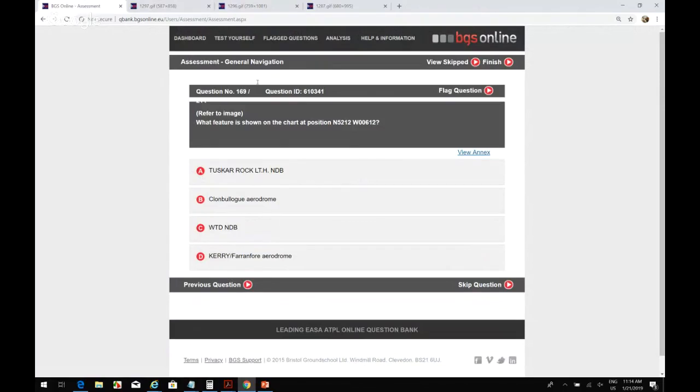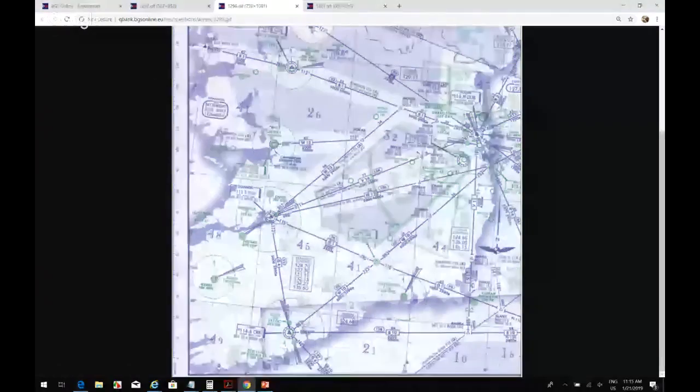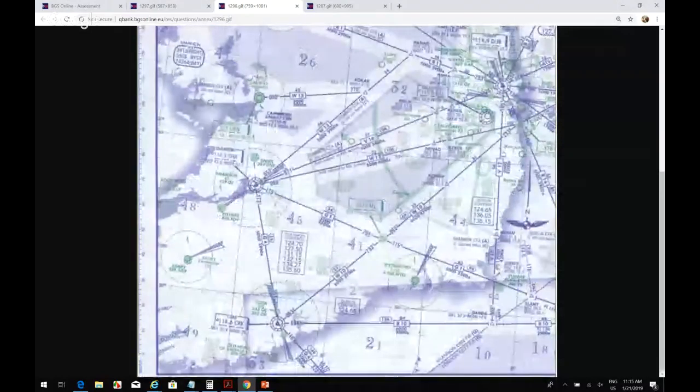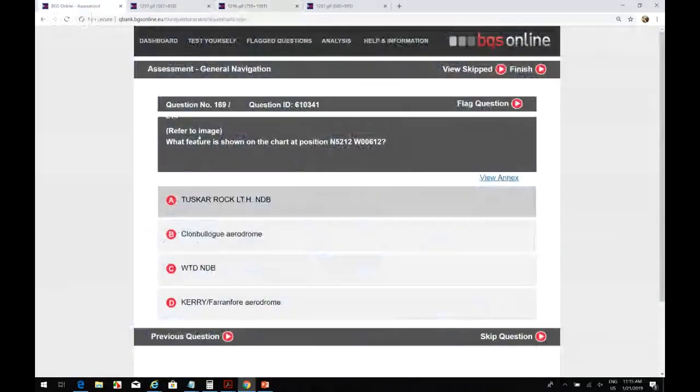5212, 612. So 5212, 612. Okay, that's Tuskar Rock. An NDB symbol, something like that. Yeah, NDB.